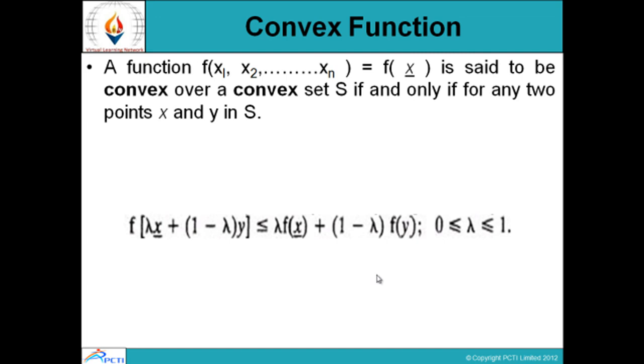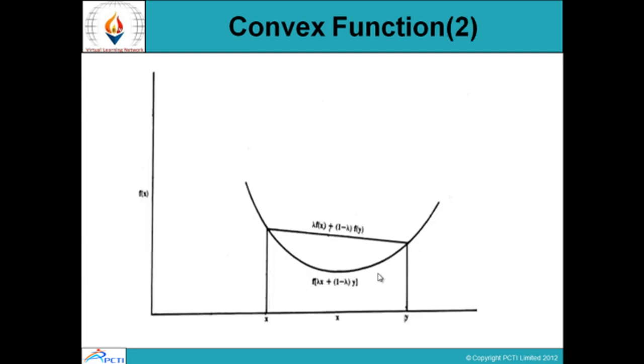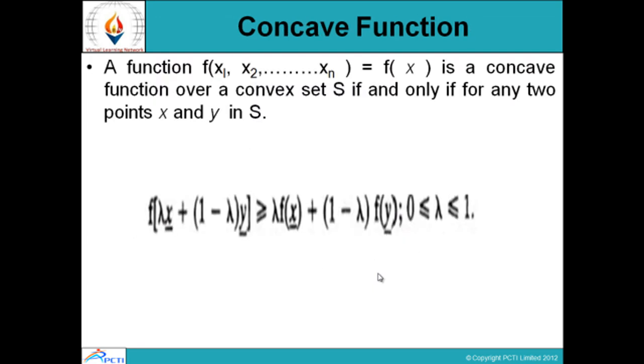A function f(x1, x2, x3, ..., xn) = f(x̄) is said to be convex over a convex set S if and only if for any two points x̄ and ȳ in S, f(λx̄ + (1 - λ)ȳ) ≤ λf(x̄) + (1 - λ)f(ȳ), for 0 ≤ λ ≤ 1. Like this one.